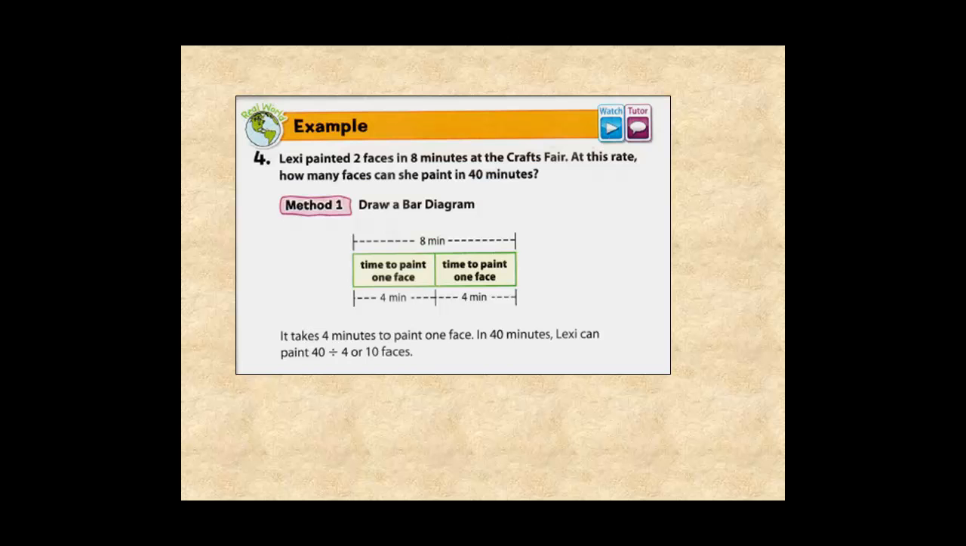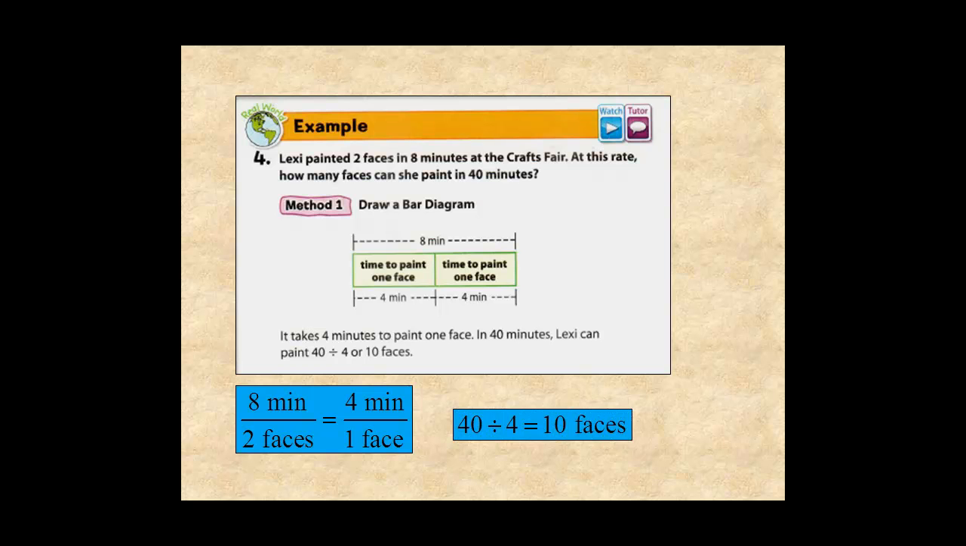This example is not very clear. What the example is really trying to show is that with two quantities, you can create two different rates. For method 1, you calculate the rate 4 minutes per face. Then for 40 minutes, you divide 40 by 4 for 10 faces in 40 minutes.